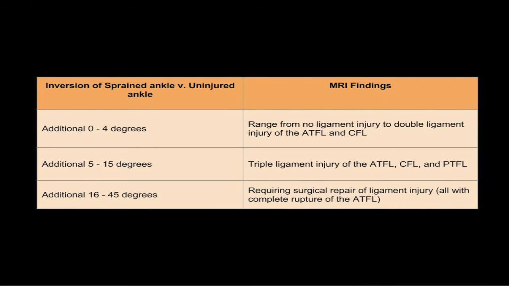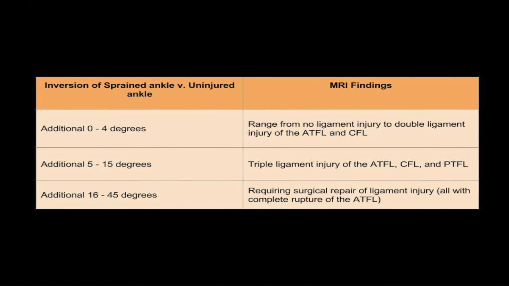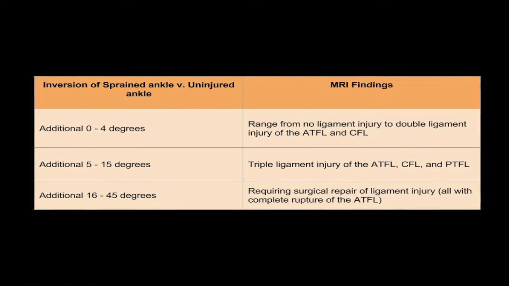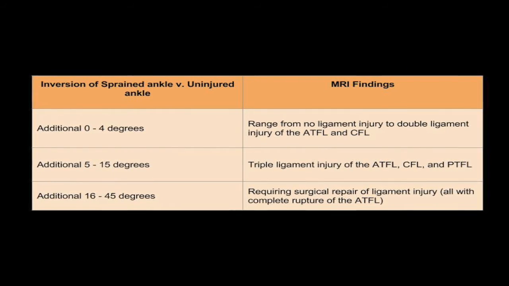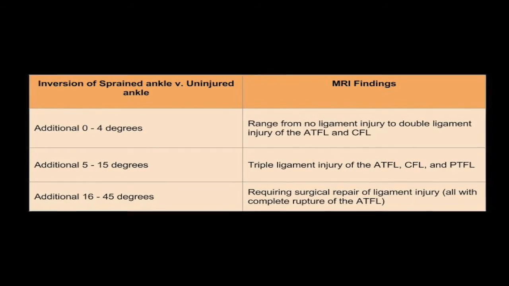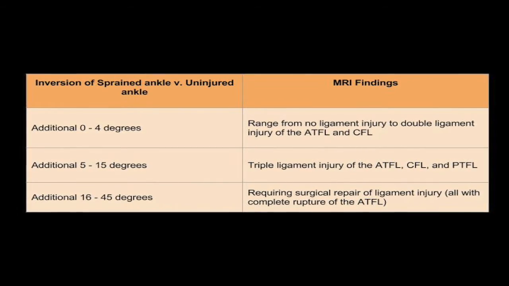In a second study, at least 15 degrees more inversion on the injured ankle was needed, considering the normal ankle is uninjured and uncompromised. This finding also correlated with rupture of both the ATFL and CFL. When findings from the Talar Tilt Test were compared with MRI findings, patients with a 0 to 4 degrees difference ranged from no ligament injury to a double ligament injury of the ATFL and CFL.